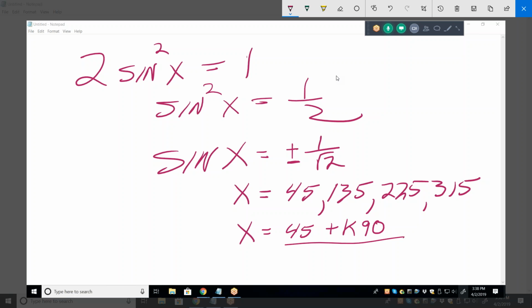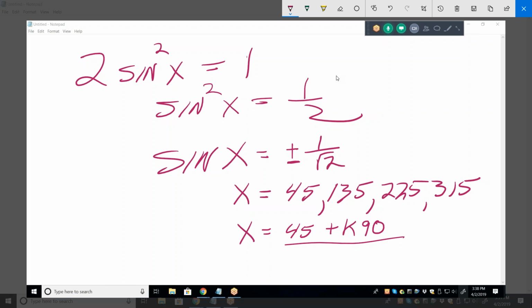In other words, this first one is k equals 0. Second one is k equal 1. Third one is k equal 2. Fourth one is k equal 3. And then the fifth one would get you back to 405 degrees.